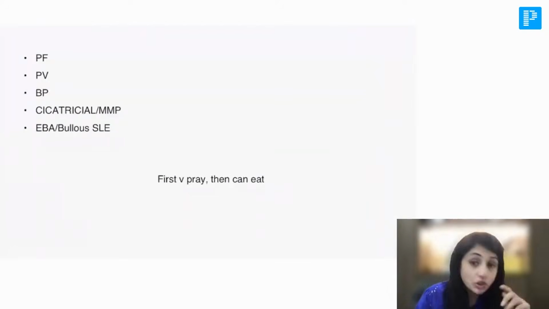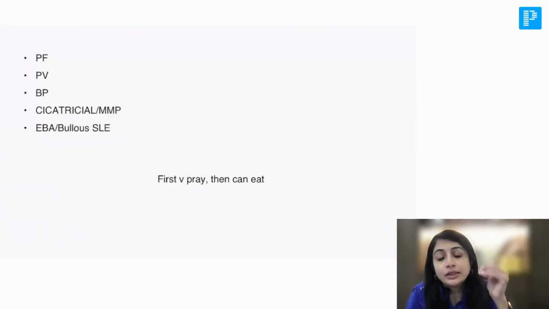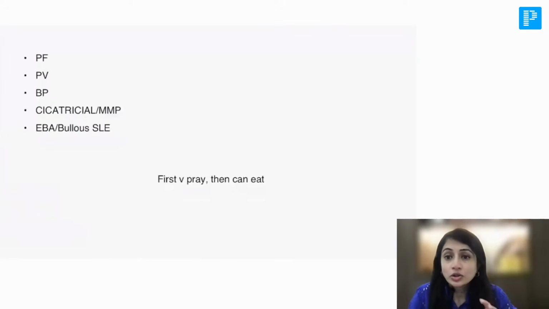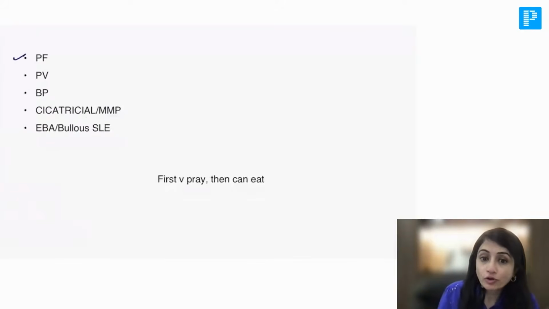The last thing which is important here: sometimes they tell you to mark the diseases based on the level of antigens that are present. So this is a small mnemonic. First we pray, then can eat. So topmost is pemphigus foliaceus, or F for first.